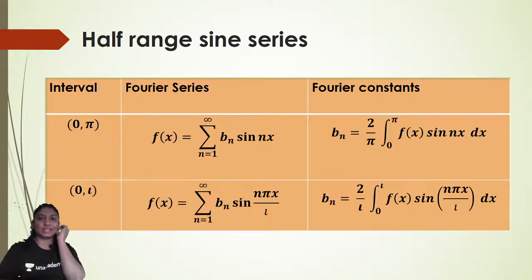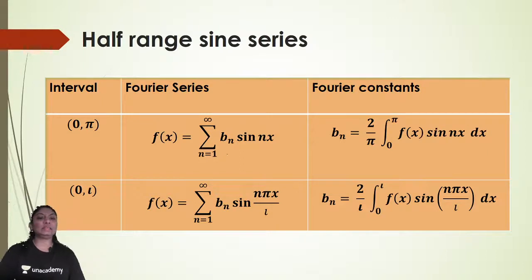Now let's start our first point in this lecture: the half range Fourier sine series. What is the formula for the half range Fourier sine series? I purposefully prepared it in a table for the interval 0 to 2 pi so that it is easy to compare. For the interval 0 to 2 pi, the Fourier series is f of x equals summation n varying from 1 to infinity of bn sin nx. In the half range sine series only the Fourier constant bn is present, so a0 and an are both 0.